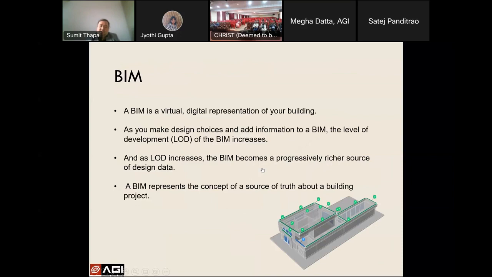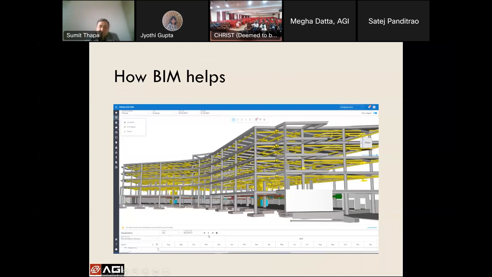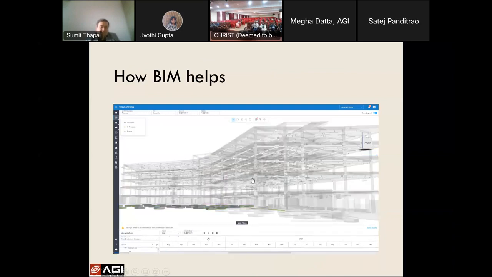And BIM is basically a virtual and digital representation of your design and how you have actually planned that building, that structure, to be. As you increase the level of detail in that building, the LOD, the level of detail of that BIM, will also keep on increasing, and that will be displayed in your model also. We'll just see some of the structures here, how BIM will help you out. BIM will not just help you in designing, it will also help you in construction monitoring and progress monitoring of any project.